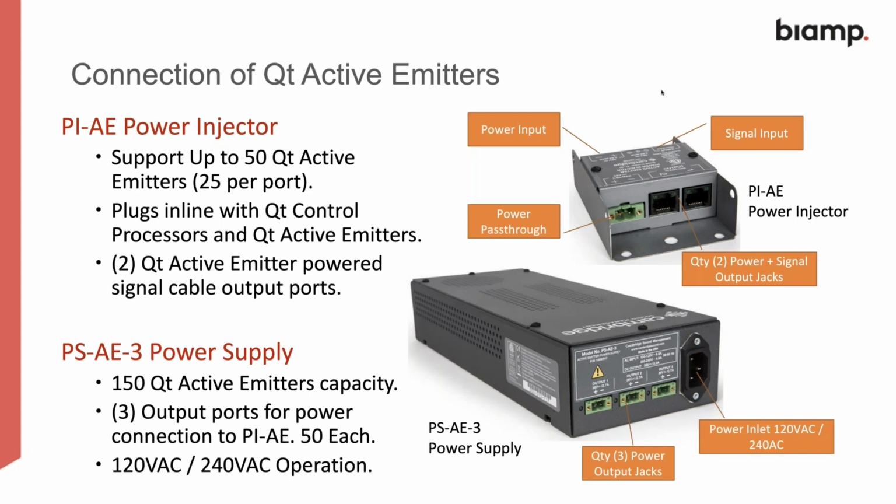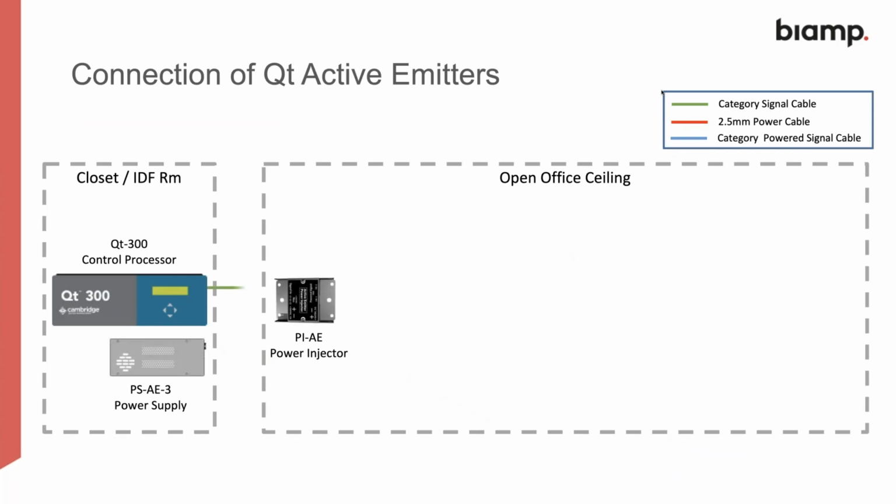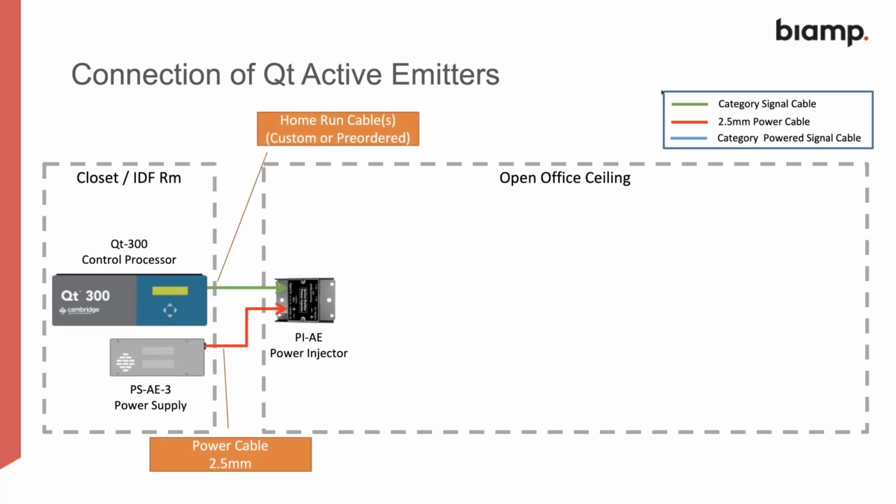Now the power supply itself takes a standard IEC connector coming into it, which is a switch mode power supply suitable for 120 volts or 240 volt operation, and that has a maximum of 150 QT active emitters. There are 3 output ports for power connections to the power injectors. An example of the schematic of that is as follows in this slide here.